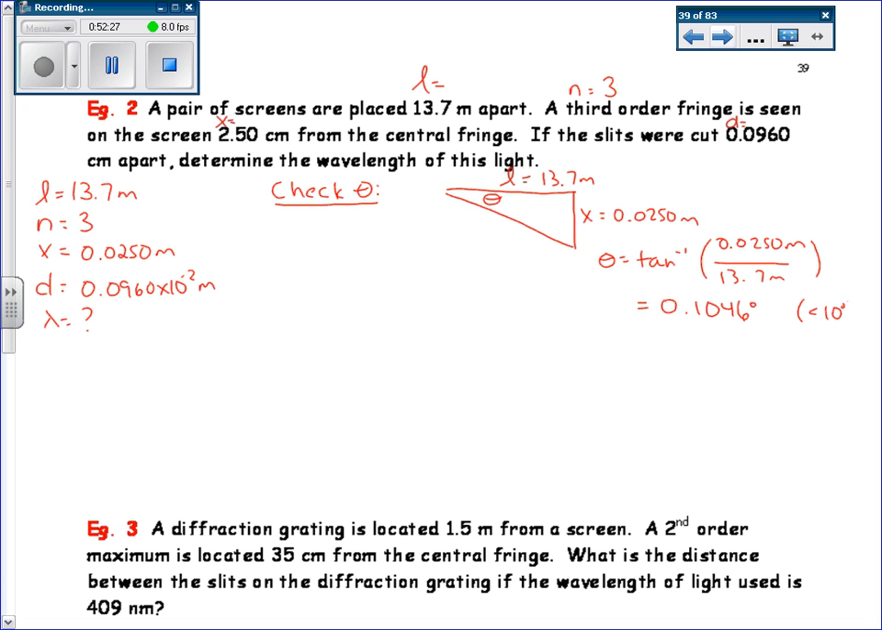Okay. So that means we can use lambda equals xd over nl. So x is 0.0250 meters. D is 0.0960 times 10 to the negative 2 meters. N is 3, and L is 13.7 meters. So one thing you want to be careful of here is using brackets. You especially need the brackets on the bottom.